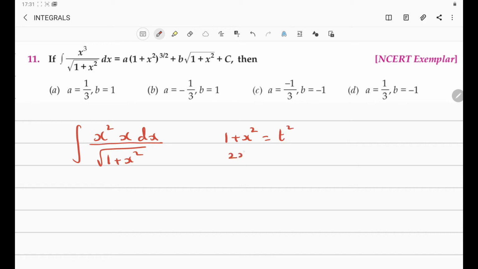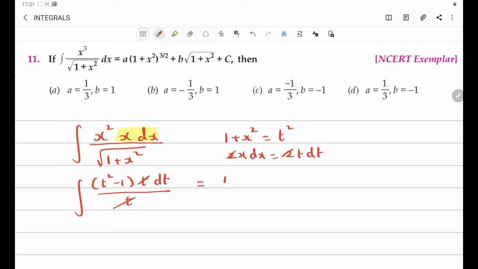So we get 2x dx equal to 2t dt. So 2 gets cancelled. Now this x dx can be replaced with t dt, and we can simplify this as, in place of x square we can write t square minus 1, and x dx is replaced by t dt divided by root over t square, which is t. So t and t get cancelled. So we get this result as integral of t square minus 1 dt.